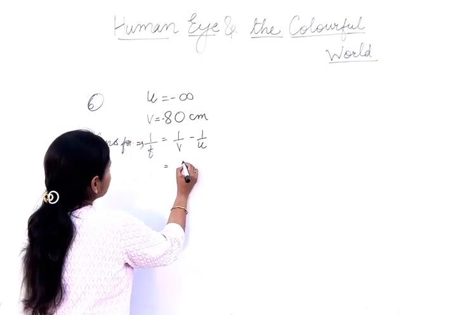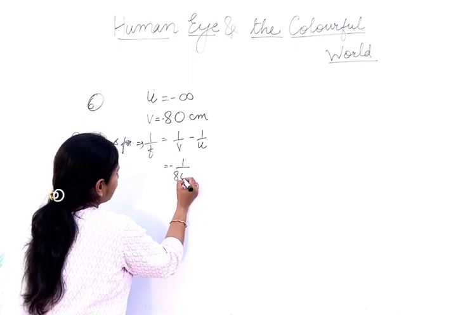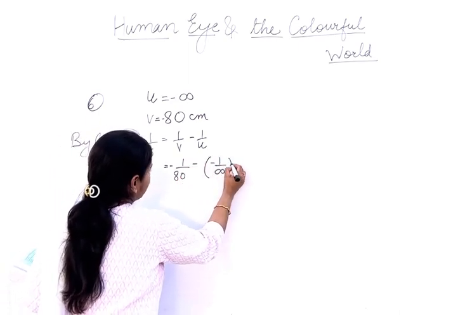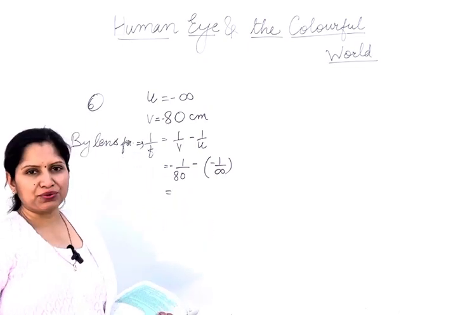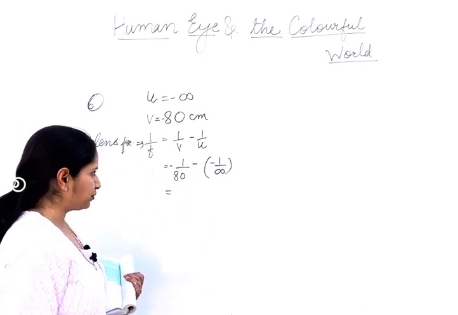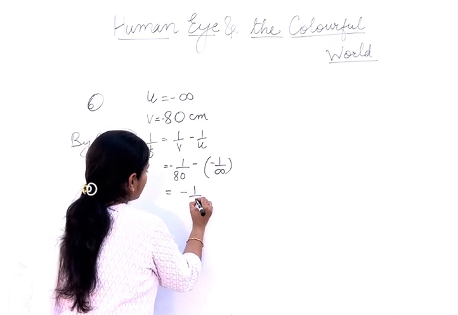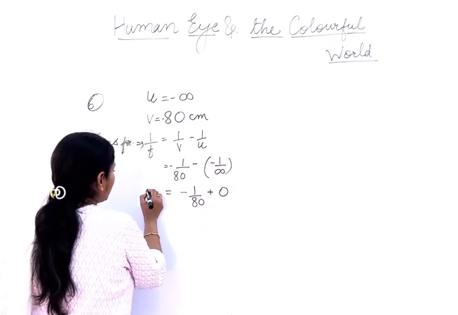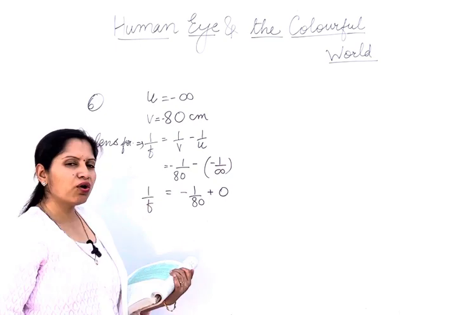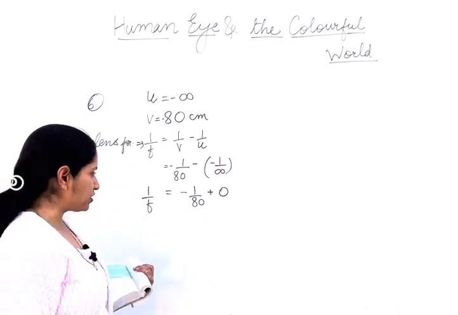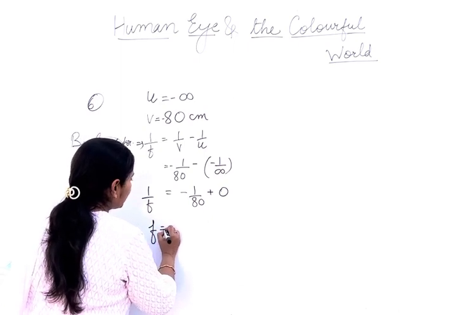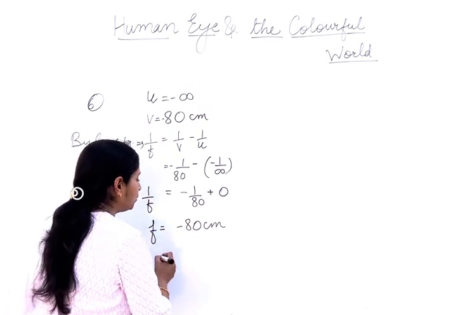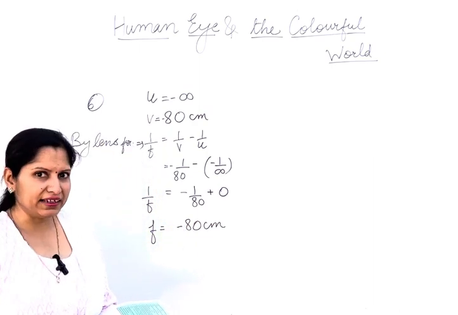Okay, so placing the values: minus 1 upon 80 minus of 1 upon infinity. 1 upon infinity is 0. Anything divided by infinity is 0 only. So that will be minus 1 upon 80. Minus will become plus 0. Whatever it is, if we add 0 or subtract 0, that doesn't make any difference. So focal length is equal to minus 80 centimeter. That will be the focal length.